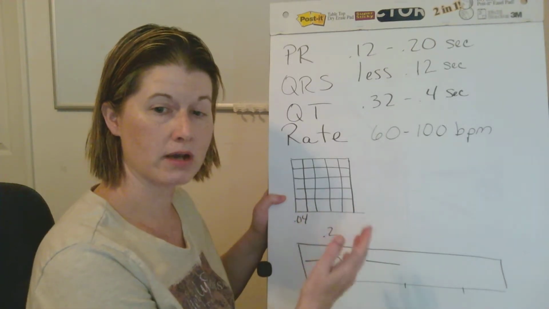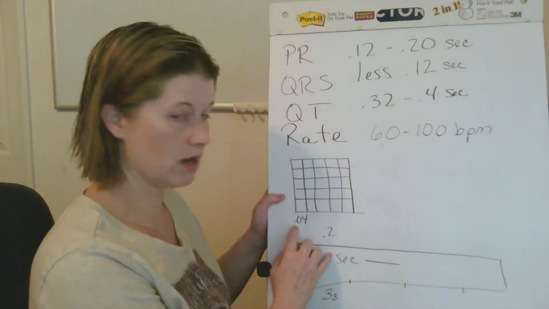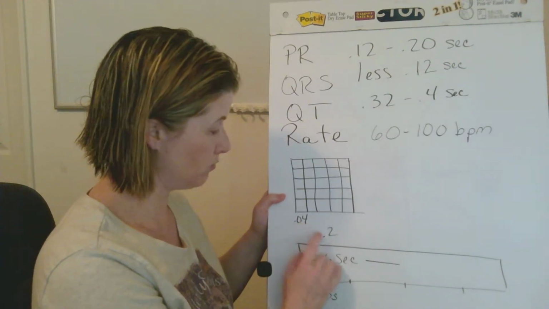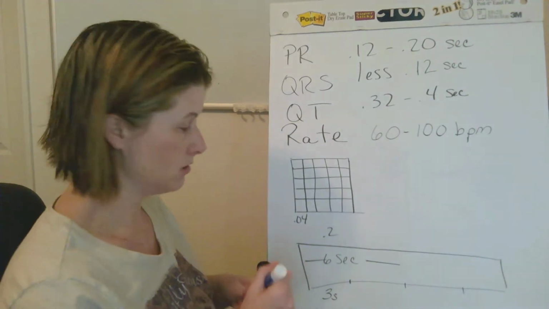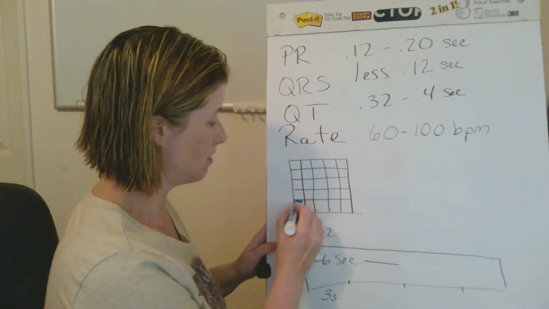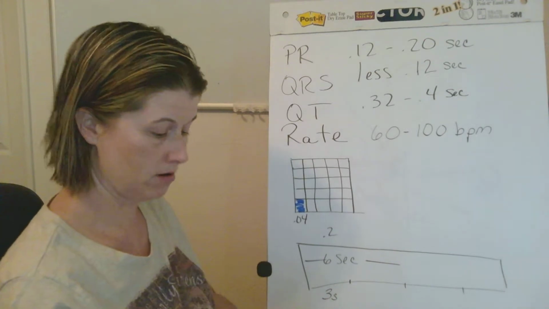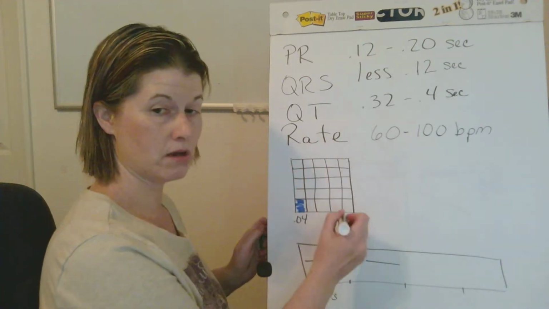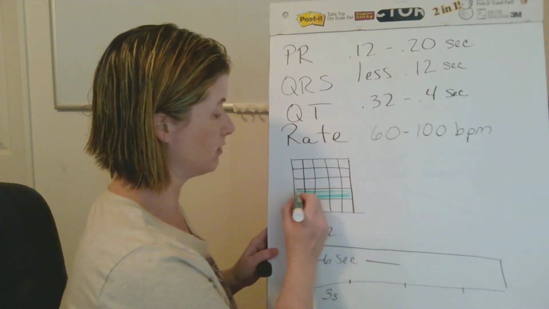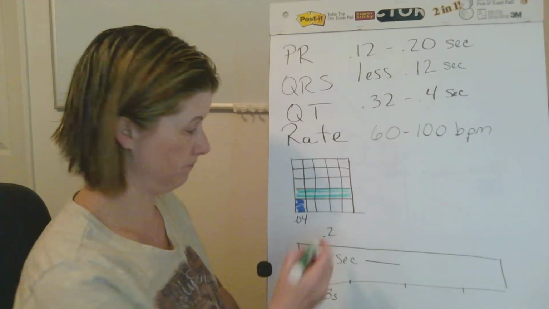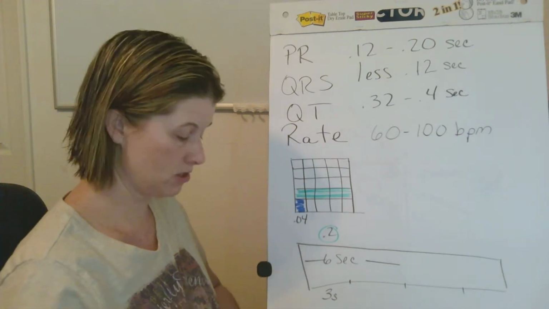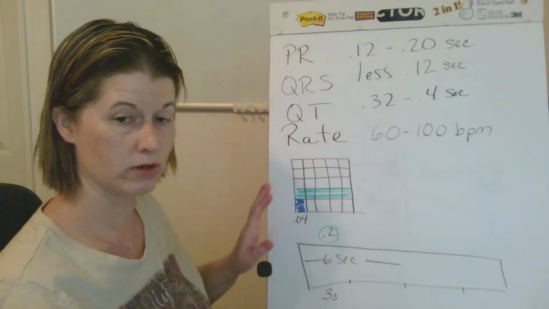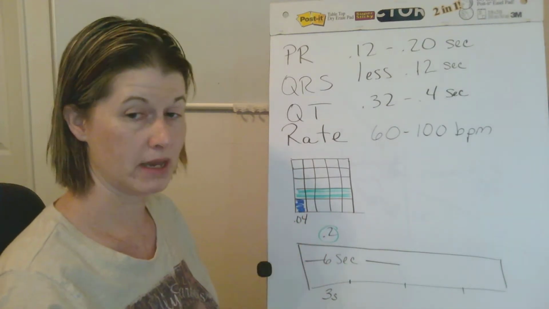If you have 5 boxes, as we have here, 5 times 0.04, 5 times 4 is 20, move your decimal, it would be 0.2. Okay, so your little boxes are worth 0.04, and your big box on your paper is 5 little boxes, so it's 0.2. Okay, and that's all in seconds. We're not going to worry about amplitude or height at this point. We're just going to keep it simple and do the basics right now.